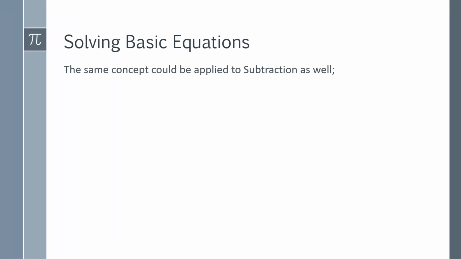The same concept could be applied to subtraction as well. What a surprise. 2 cubed equals 8. 2 cubed minus 3 equals 8 minus 3. So, 2 cubed minus 3 equals 5.